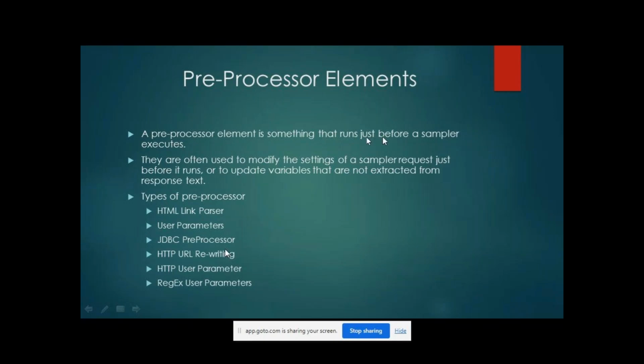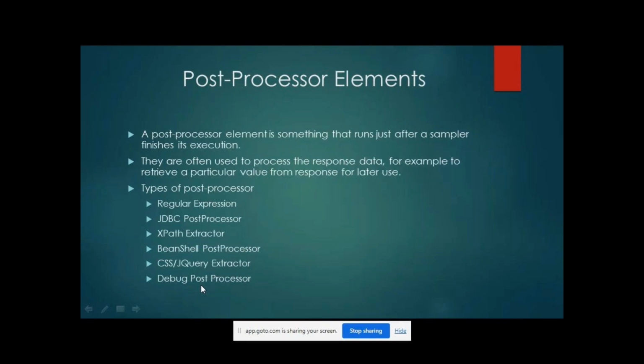It is something that runs just before a sampler executes. Preprocessors are often used to modify the settings of a sampler request just before it runs, or to update variables that are not extracted from the response. There are a number of types of preprocessors, like user parameter, JDBC, regex, user parameter. The same goes for the post processor also.